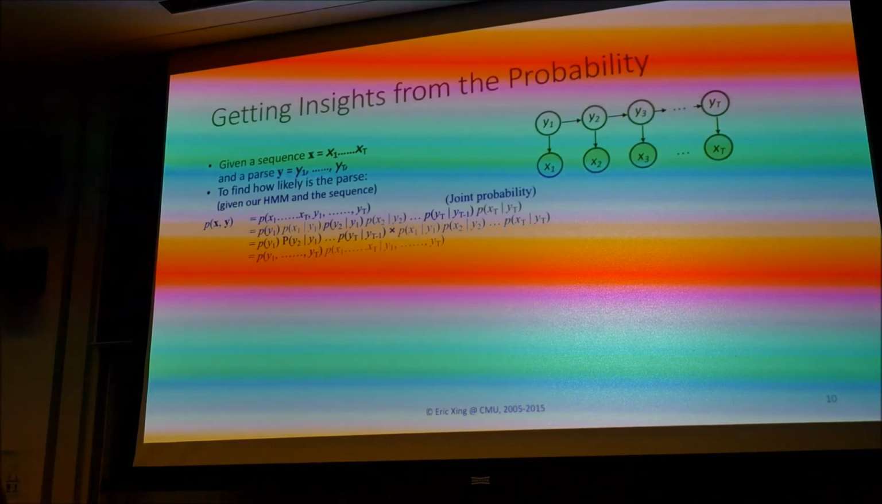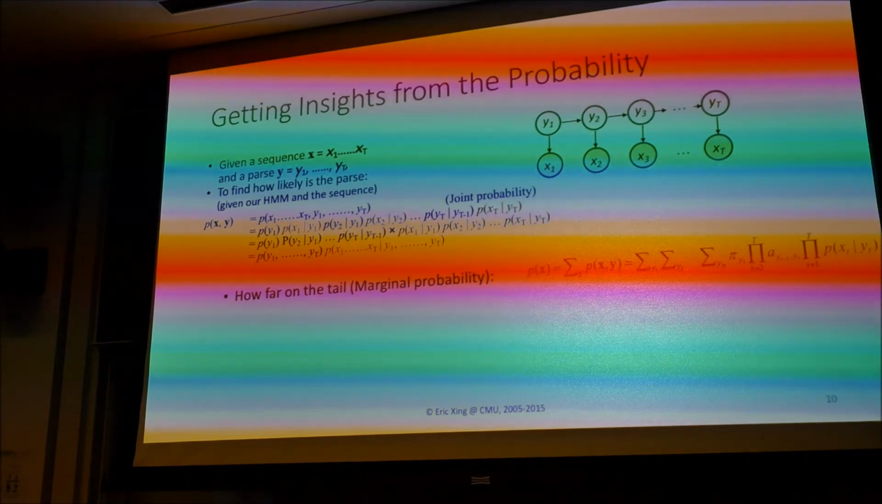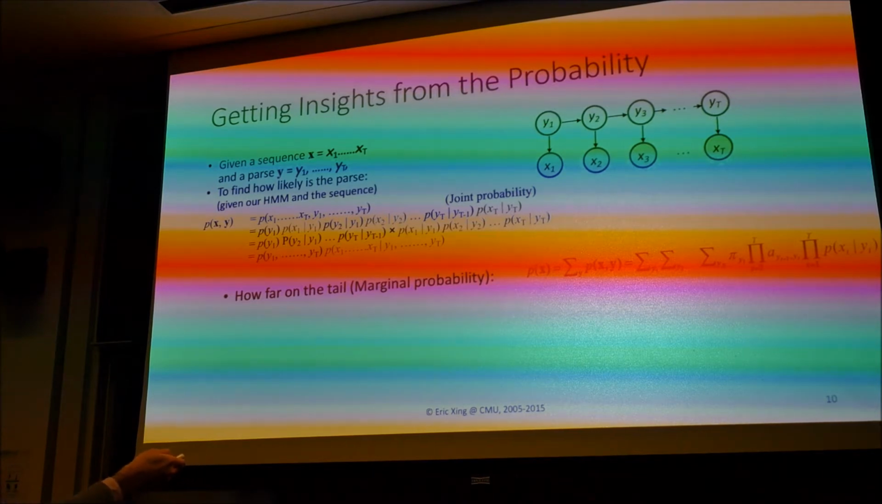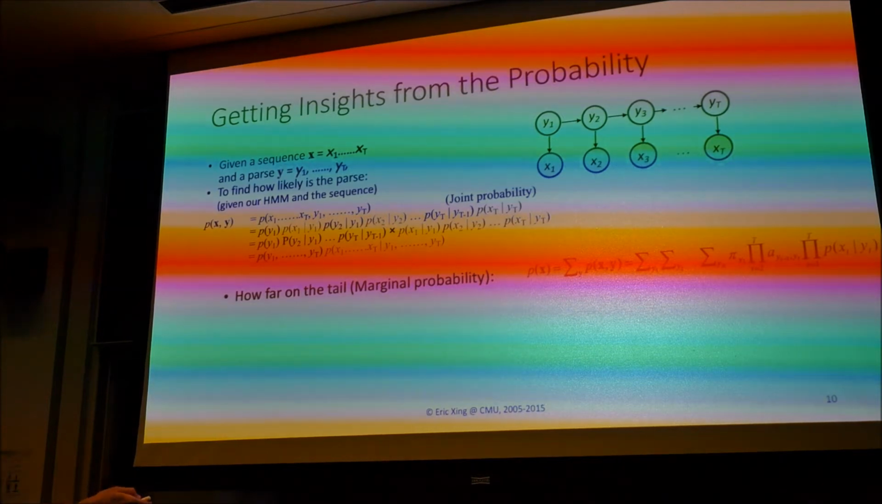So now let's go back to the question that we asked at the beginning. If you want to ask how far in the tail this sequence that you have observed in the casino is on the distribution of the fair coin, that will boil down to computing this marginal probability. Evaluate the probability of a sequence x. And to do that, we have to integrate out all of the y's. And to integrate out all y's, we can simply plug in this variable.